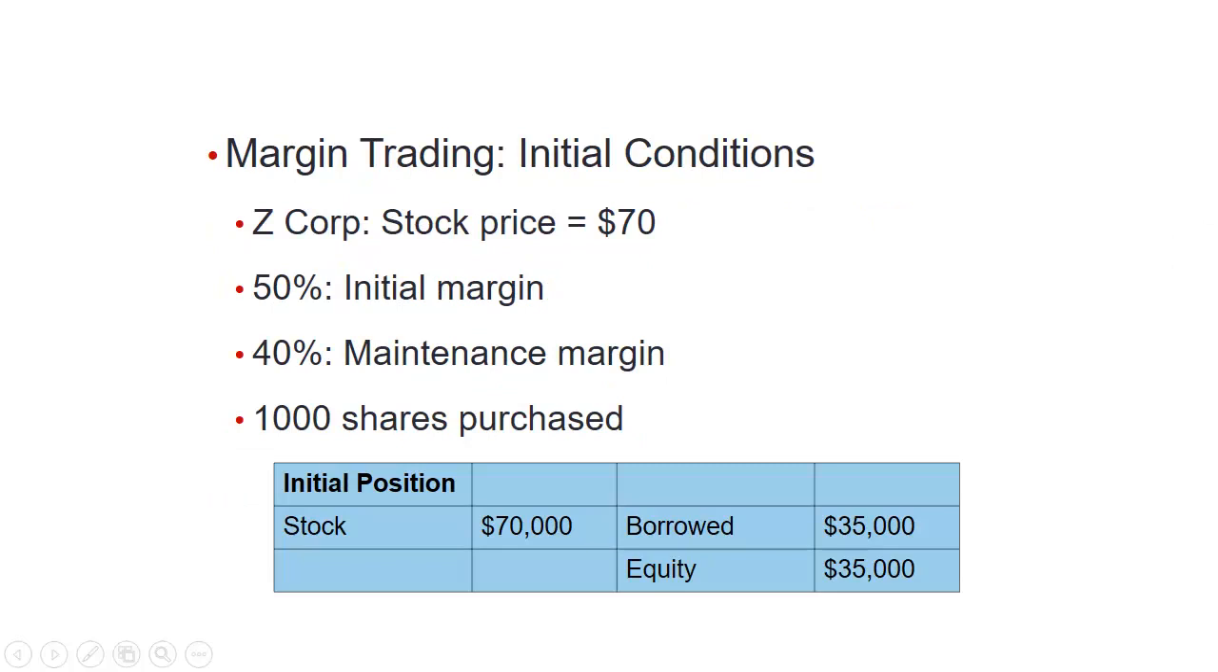So let's take a look at an example. Suppose Z Corporation stock price is $70. The initial margin is 50%, and the maintenance margin is 40%. You happen to have 1,000 shares. So that is, your stock position is $70,000, $70 times 1,000 shares. The amount you borrowed is $35,000, and the amount of equity you have is $35,000.